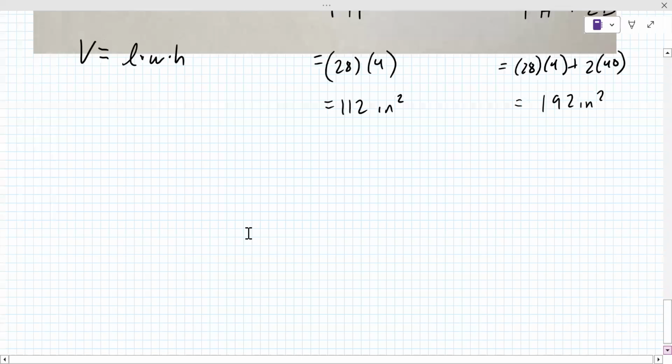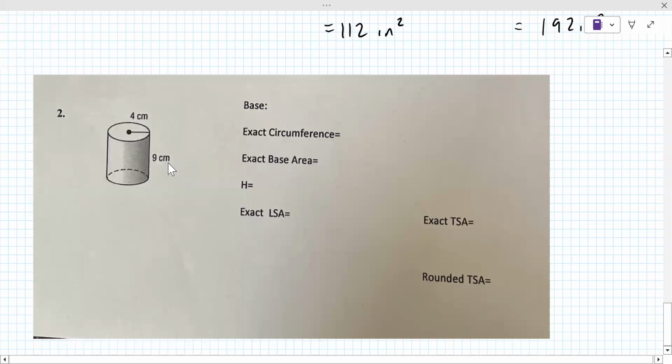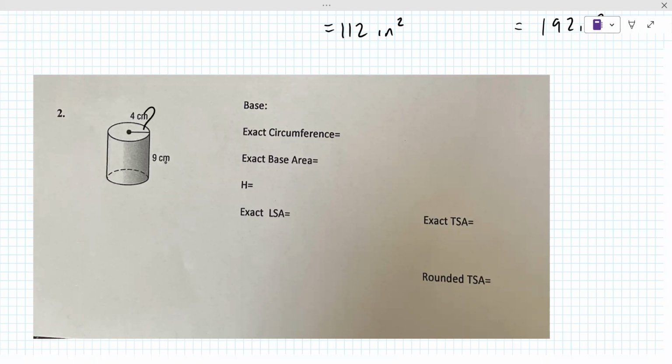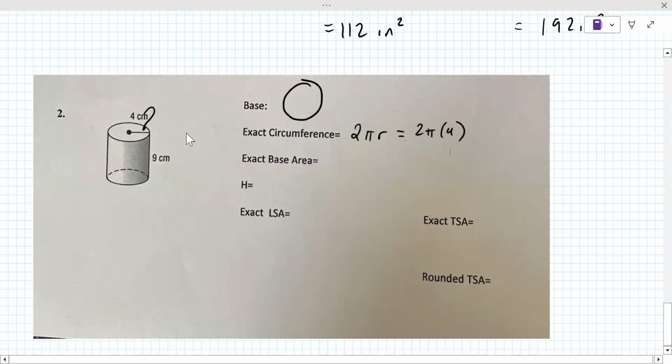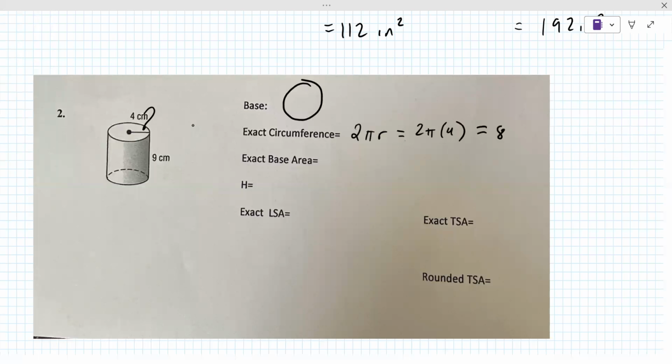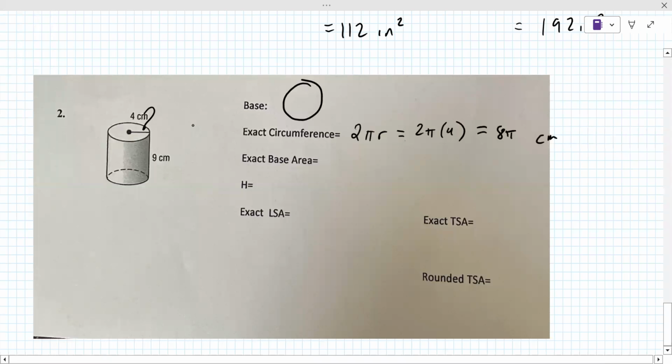Is the 4 centimeters referring to the radius, I'm assuming, or the circumference? Yes, it should be a little bit clearer, but it is the radius. So the base this time is the circle. They're not telling you, but the circle is the only thing that it sits on, because if it sat on the lateral edge, it would roll away. All right. So the exact circumference is 2 pi r, which is 2 pi times 4, or 8 pi. That's what they mean by exact. And they want units, 8 pi centimeters.